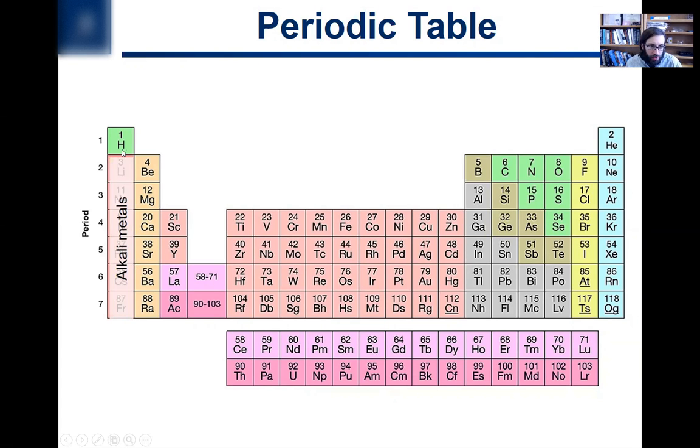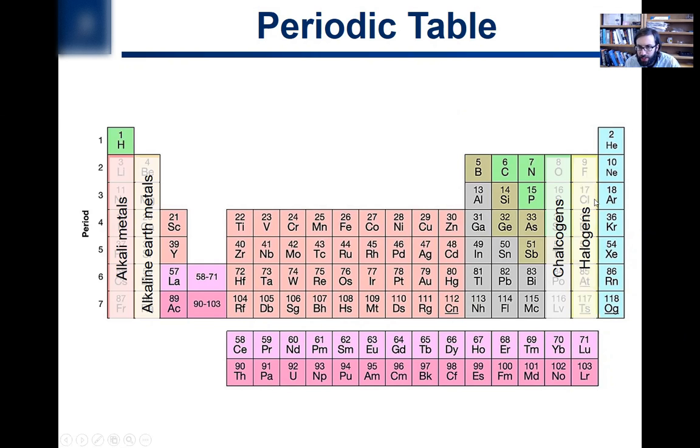Okay, so the first group is called the alkali metals. Doesn't include hydrogen. Hydrogen is kind of a loner by himself because it's a non-metal, but lithium through francium have a lot of similar properties and are called the alkali metals. Beryllium through radium are the alkaline earth metals. The chalcogens are oxygen through livermorium, but really the ones we care about are oxygen, sulfur, selenium, and tellurium. Polonium and livermorium are both radioactive.